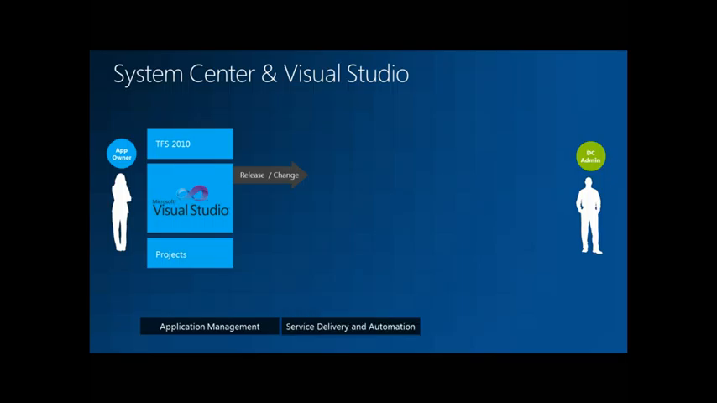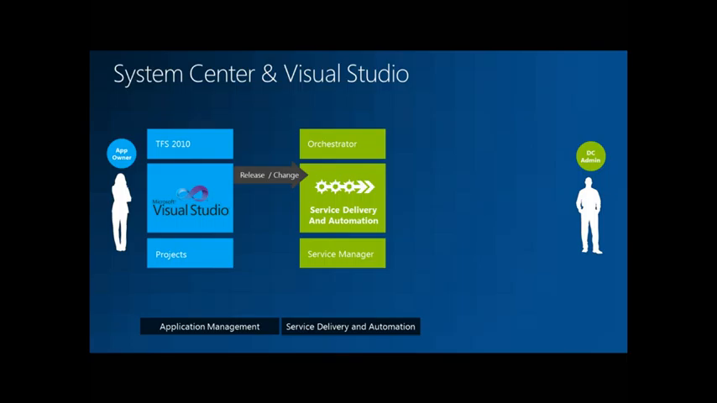What we want to do here is use the pillar that we have in System Center called Service Delivery and Automation, where from Visual Studio we are creating a change over in Service Manager. So we use two tools here. We use Orchestrator and we use Service Manager to provide that integration. The next thing we want to do is get it out into the infrastructure where we configure and deploy it. Here we can use a tool like Configuration Manager, or we could also use Virtual Machine Manager, depending on what fits your needs the best.